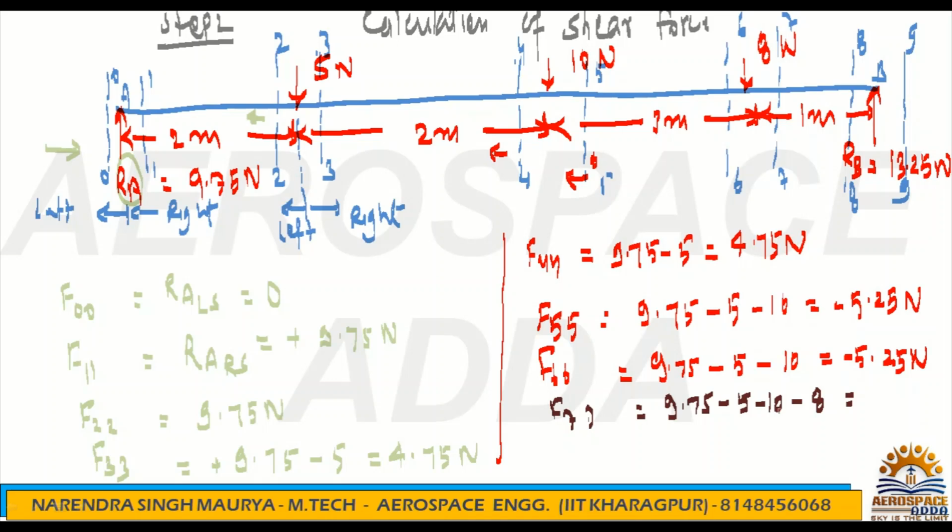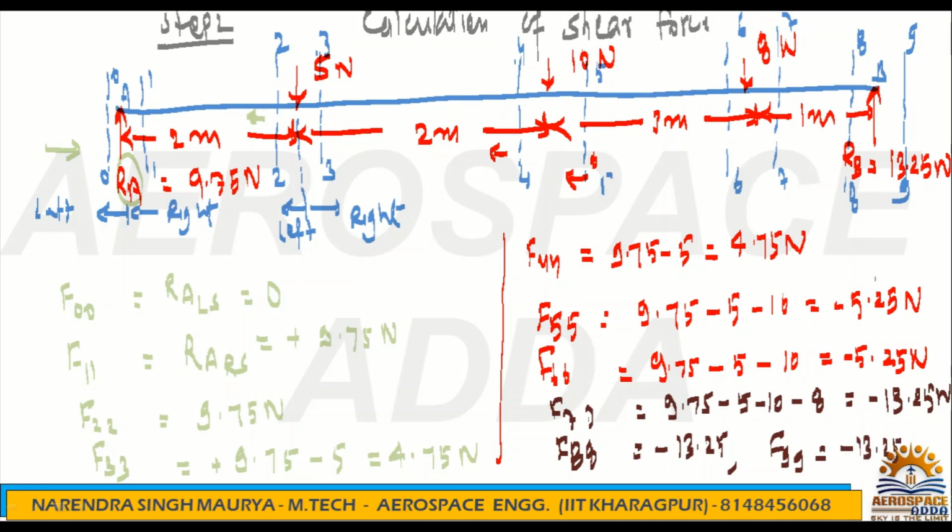Now what is this value? This value is basically, see, 10 plus 5, 15, 8, 23, minus 23 plus 9.75. So if you solve this, the exact value we will get is minus 13.25. This is 77. Again, if you say 88, this value will be the same, minus 13.25.